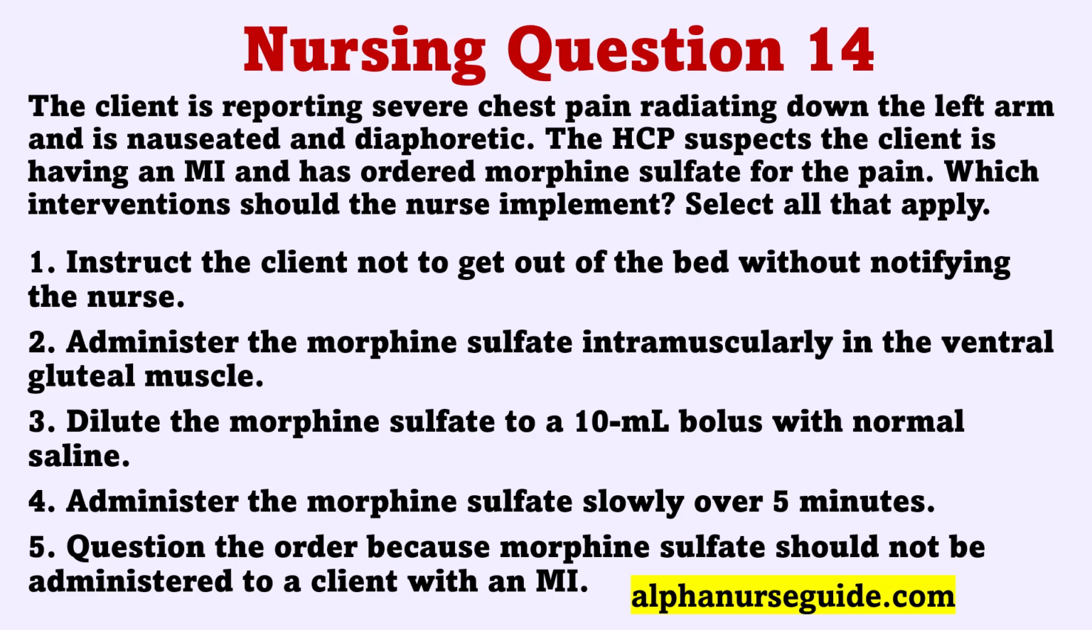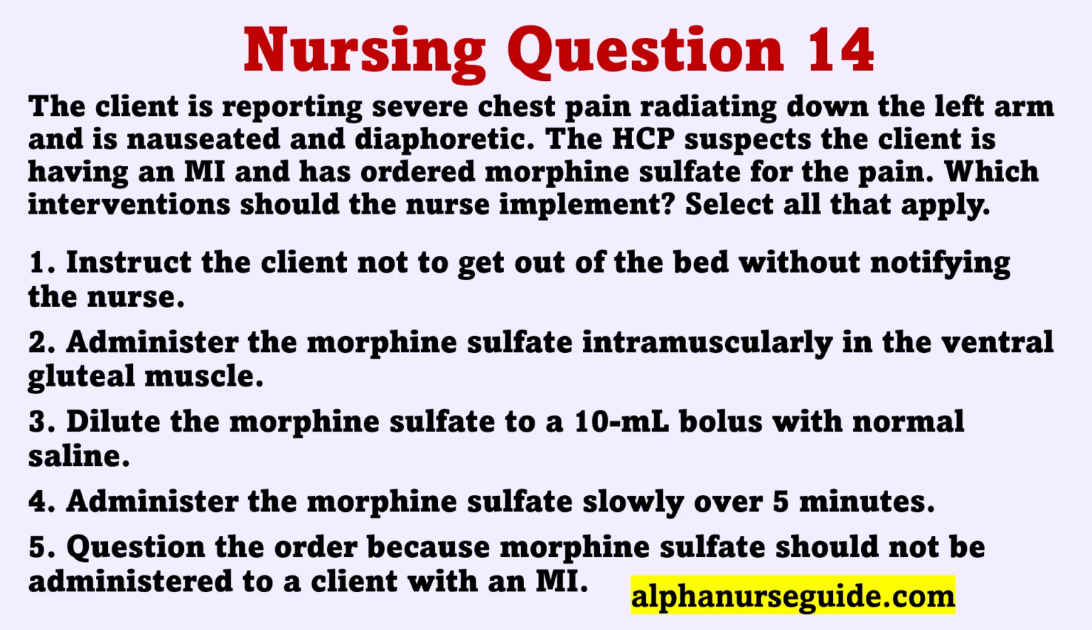Which interventions should the nurse implement? Select all that apply. 1. Instruct the client not to get out of the bed without notifying the nurse. 2. Administer the morphine sulfate intramuscularly in the ventral gluteal muscle. 3. Dilute the morphine sulfate to a 10 milliliters bolus with normal saline. 4. Administer the morphine sulfate slowly over 5 minutes. 5. Question the order because morphine sulfate should not be administered to a client with an MI.